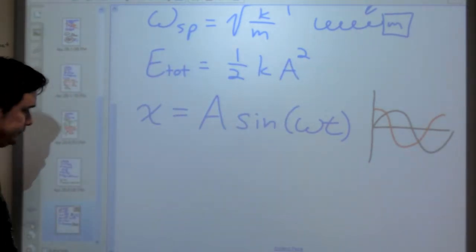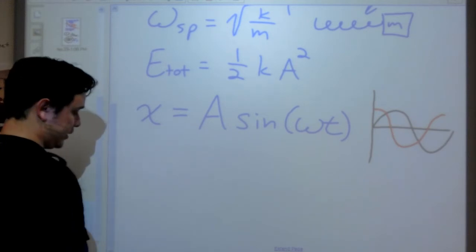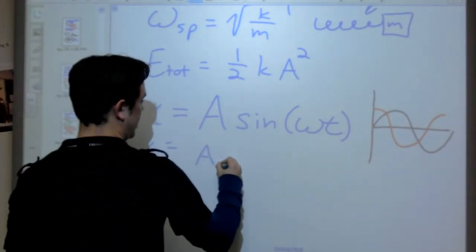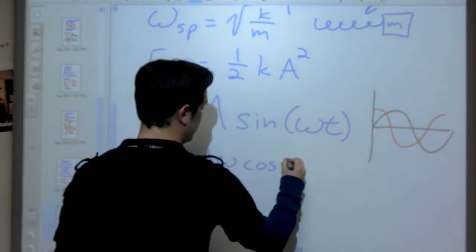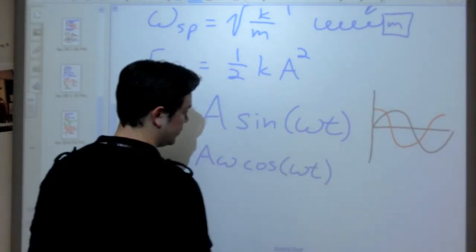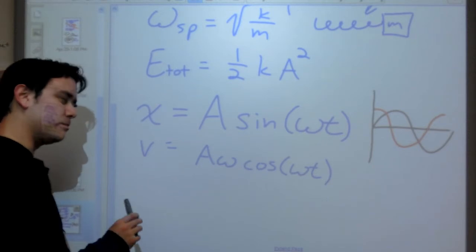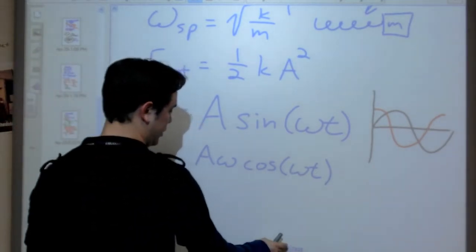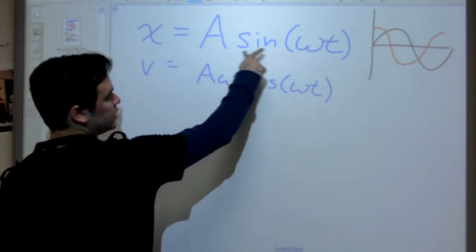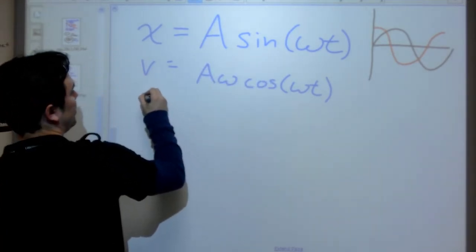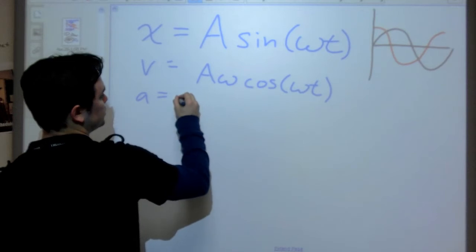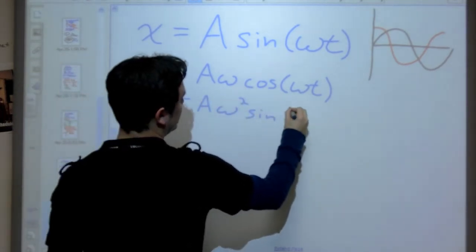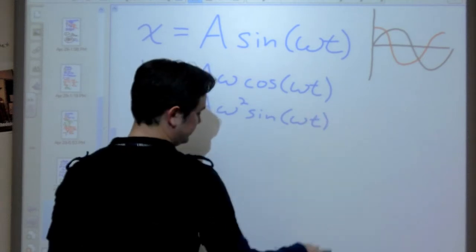Okay? But the general form looks like this, and related to that, your velocity is going to be A omega cosine omega t. These are things that it doesn't hurt to be familiar with at the very least. You get this mostly by doing some brief calculus. So if you've had some calculus, you can see that it's just kind of chain rule here. And then finally, your acceleration in this case is going to be negative A omega squared sine omega t.